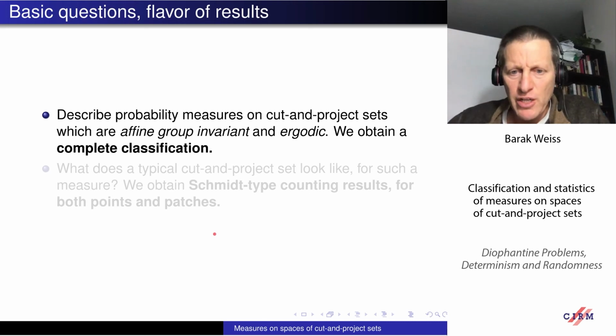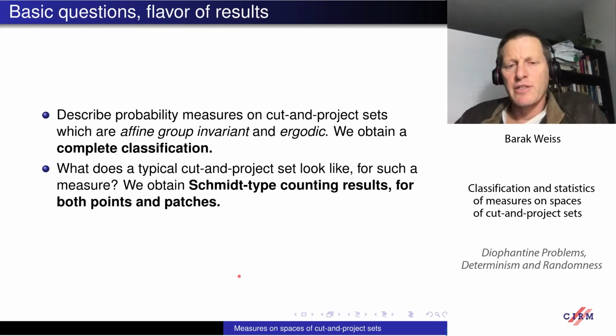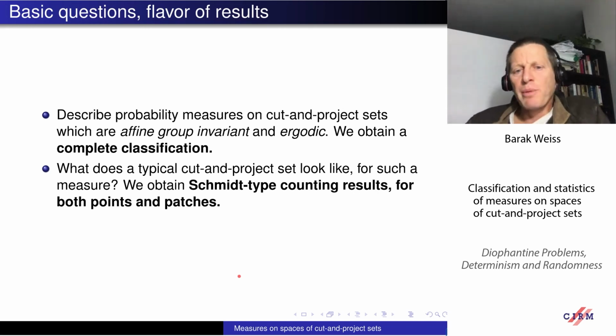And the second question that we want to understand is, once you have fixed such a measure, what does a typical cut and project set look like with respect to this measure? And in this direction, when I say the words "look like", what I mean is I would like to have results explaining the frequencies of points inside certain large subsets of such a cut and project set, and for both points and also the frequencies of various patches. So this is a typical question about the large-scale structure of such a discrete set.